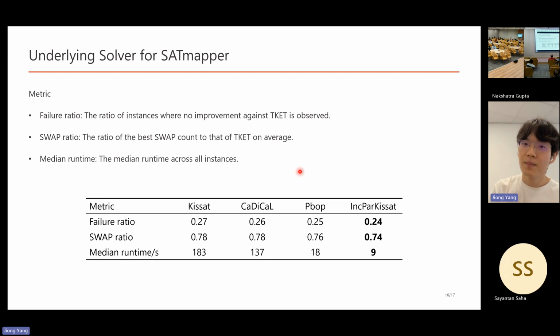Particularly, both Cadical and PBOP outperformed KSET, which reveals the individual benefits from incremental and parallel solving respectively. And finally, the combination of incremental and parallel solving benefit allows Inc parquet set to benefit from the best of both worlds.